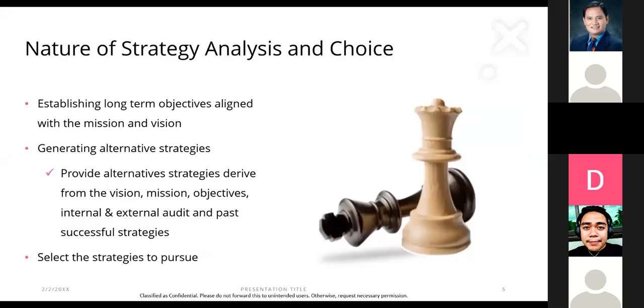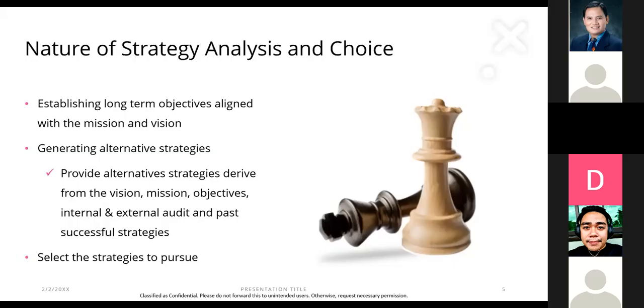Nature of strategy analysis and choice. First, you have to establish long-term objectives that are aligned with the company's mission and vision. Establishing objectives helps drive your company toward continued success and remains a benchmark even during times of struggle. A company objective is a goal or outcome that you want your organization to achieve. Next is generating alternative strategies.